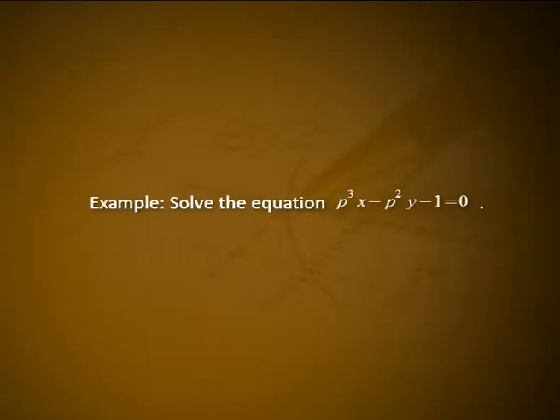Example: solve the equation p³x − p²y − 1 = 0. The given equation can be written as p²y = p³x − 1, or y = px − 1/p².